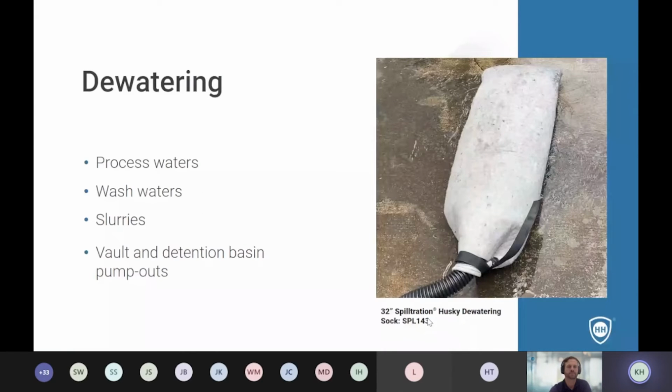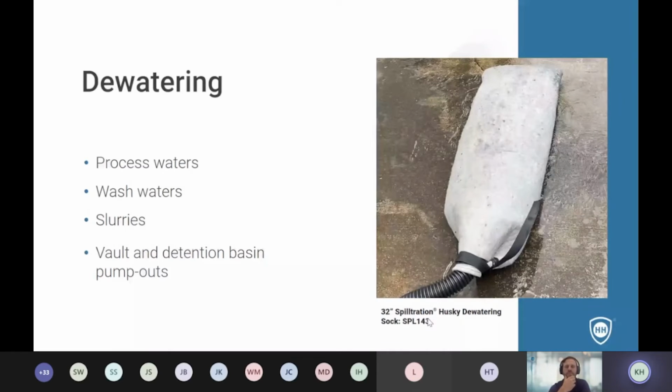Similar to that, dewatering. Dewatering can happen with a lot of different types of processing waters or slurries. If you're pumping out a vault, anytime you've got a lot of water that can have some kind of solids in it, dewatering can help you keep those solids from entering the waterways. In the picture here, we're showing a dewatering sock, and basically this just goes over the end of the hose. The water is able to filter through, and it's going to collect any solids that might be in that water. These can be a lot larger than this.